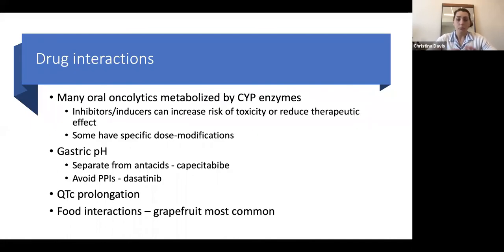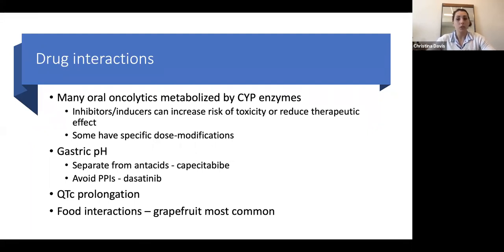The reason for that is many oral oncology drugs are metabolized by CYP enzymes. There's a variety of different drug interactions that have been reported. If something is an inhibitor or an inducer of said enzymes, then that obviously affects the level of the drug in the patient's body. So if it's being metabolized more quickly, the level of drug in their body is lower than it should be and could potentially reduce therapeutic effect. If the enzyme is not metabolizing the drug as quickly and it's building up in the patient's body, that of course puts them at a potential increased risk for toxicity.